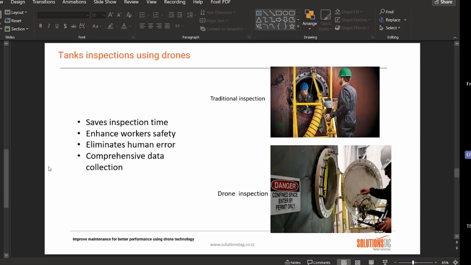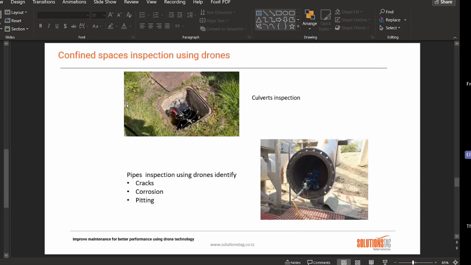Yeah. But also we have the culvert inspection. We have the wastewater or sewage drainage systems that you can use drones as well to inspect, or pipelines, inside the pipelines, for example, 20 inch diameter pipelines. It is huge enough to receive the drones for inspection inside.